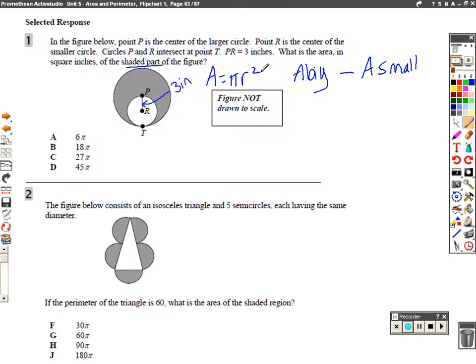All right, so area of the small, it's easy. They gave us r, because from r to p was a radius. So that's pi times 3 squared, or that's 9 pi.